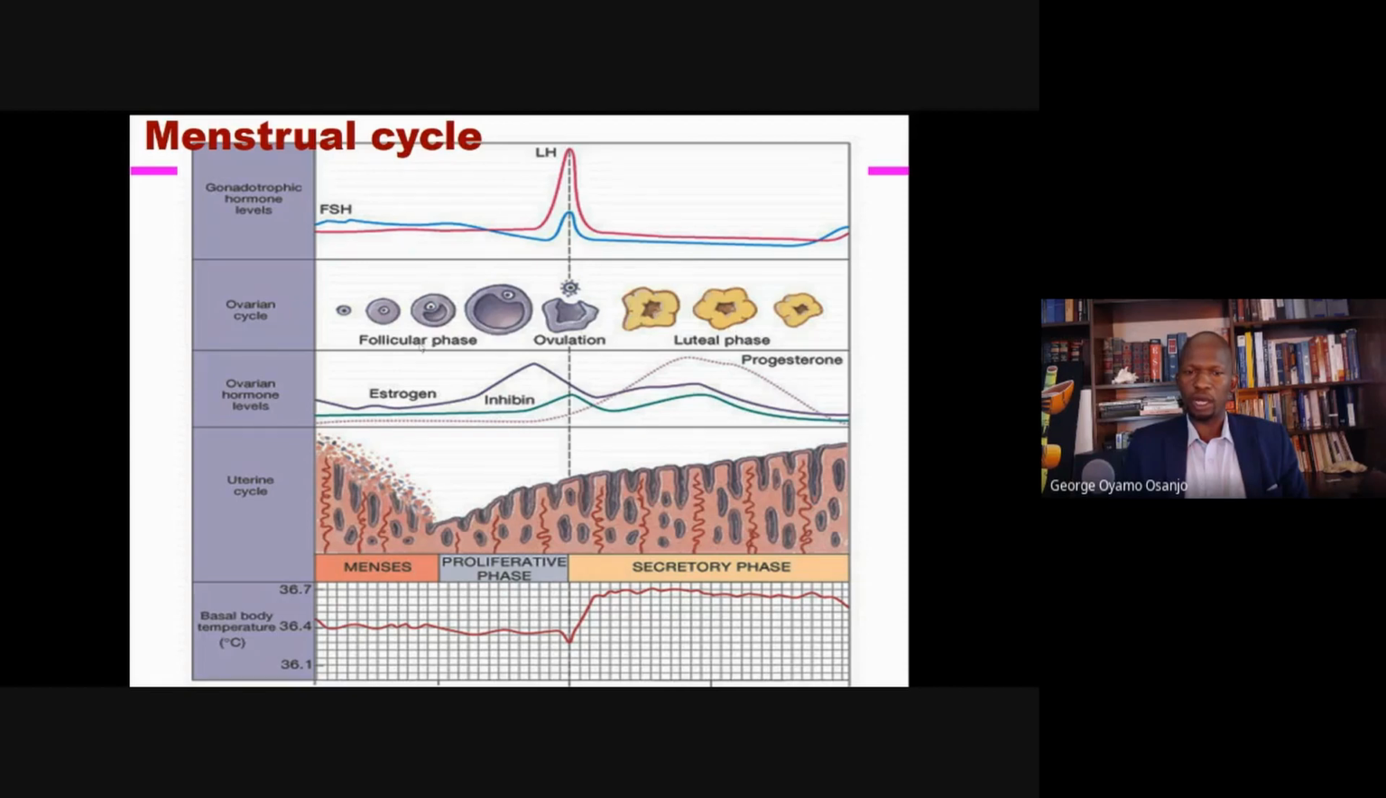So you can see that the follicular phase of the ovarian cycle corresponds to both the menstrual phase, or the ischemic phase, of the endometrial cycle, as well as the proliferative phase, while the luteal phase corresponds to the secretory phase of the endometrial cycle.